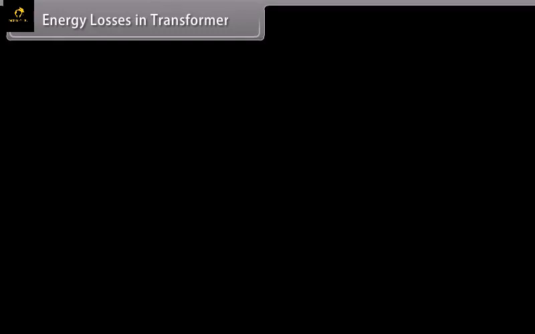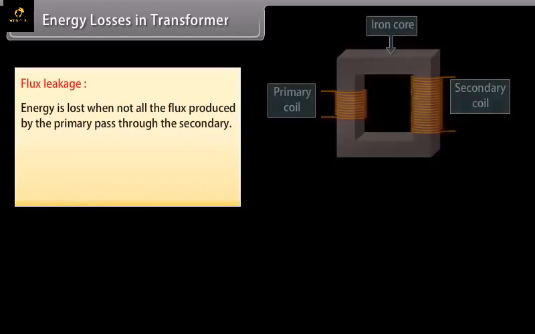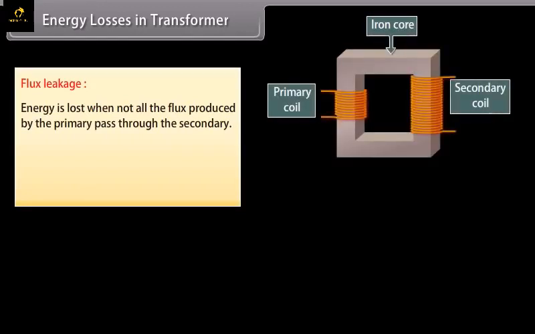Energy losses in transformer. There are some energy losses in a transformer as following: flux leakage. Energy is lost when not all the flux produced by the primary passes through the secondary. This loss can be reduced by winding the primary and secondary coils one over the other.